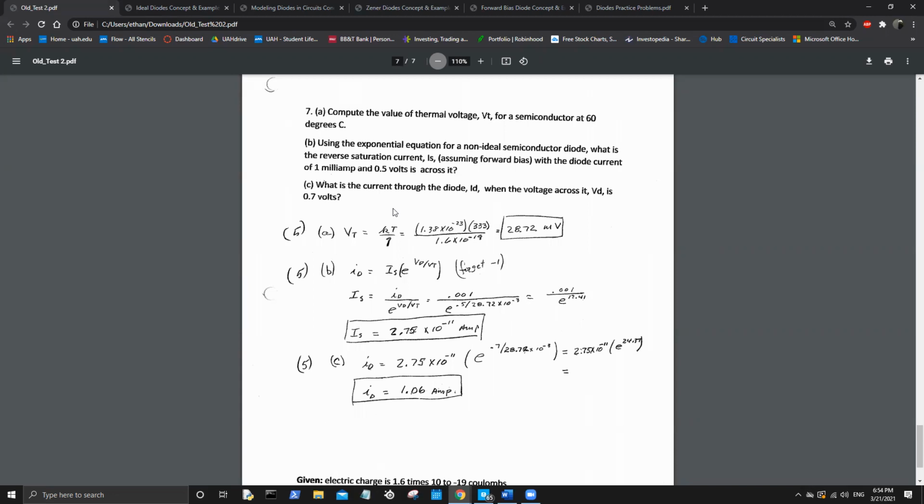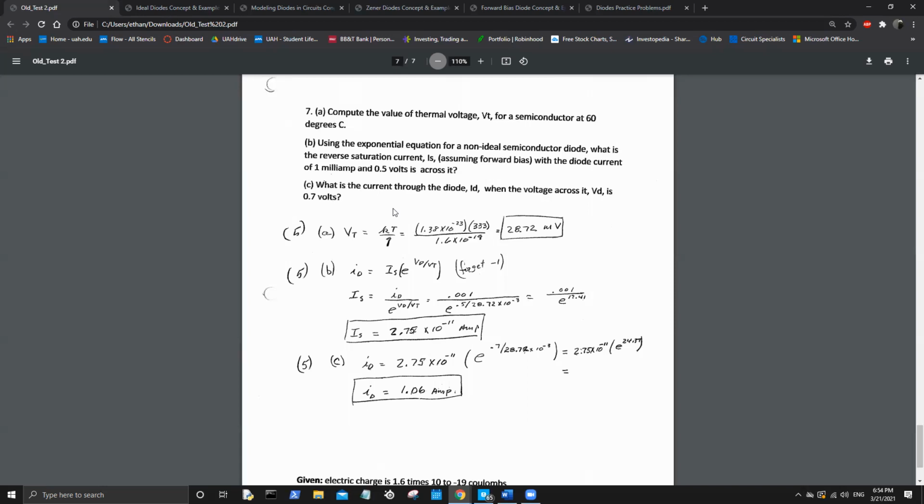What is that, kappa? Kappa T? I don't remember. Which is like the Planck's constant or something. He has that as 1.38 times 10 to the negative 23. Yeah, Boltzmann's constant, not Planck's. And then under that, he has Q. That's the charge of the electron. That's a bad looking Q, but a Q nonetheless.